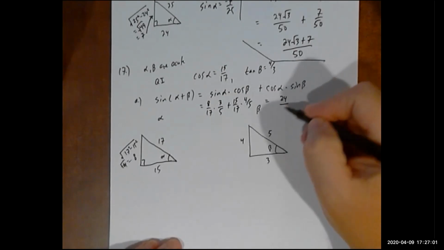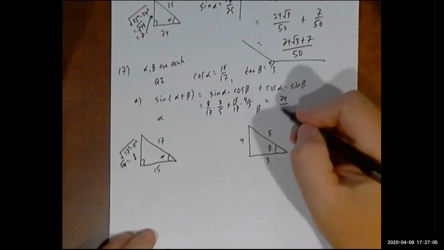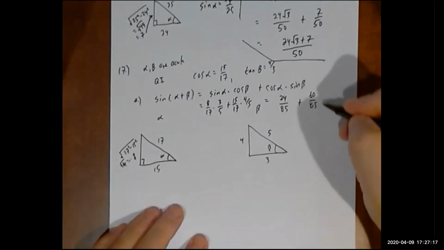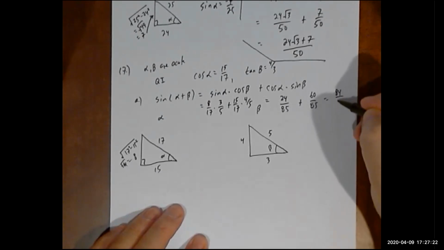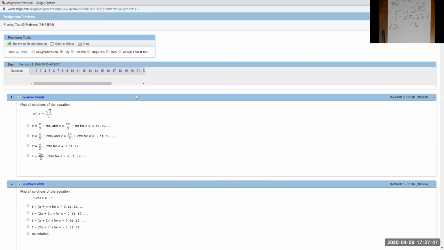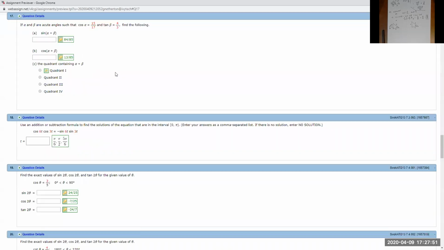So 24 over 17 times 5 is 50... I think it's 85. Plus 4 times 15 is 60 over 85. So we can combine those into 84 over 85. So what do you think? Are you making any mistakes here? 17... or actually 17a. 84 over 85. Now we have to do cosine of alpha plus beta.